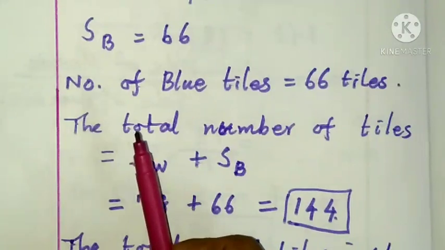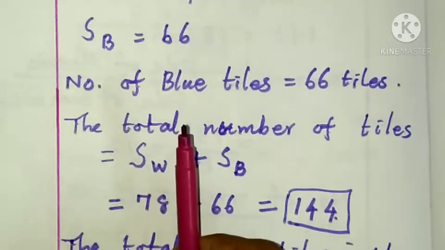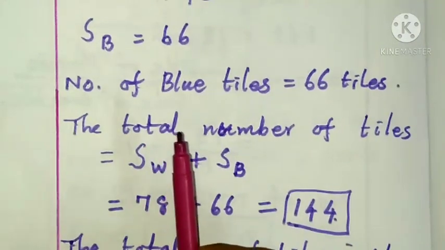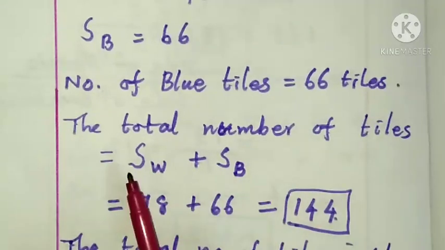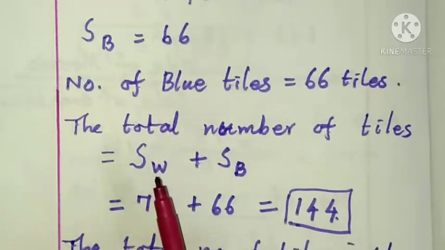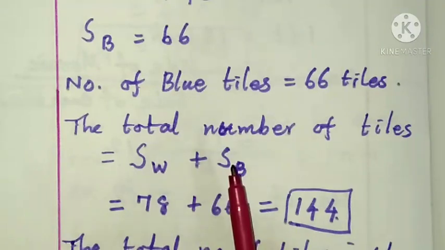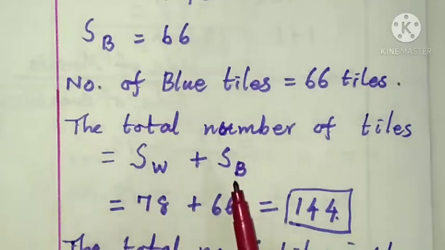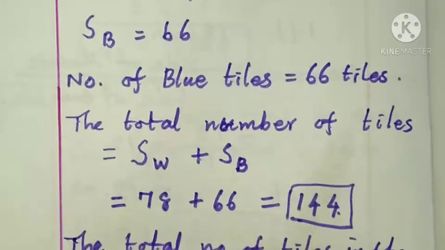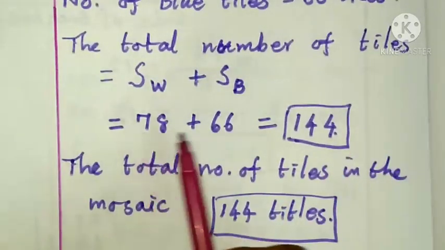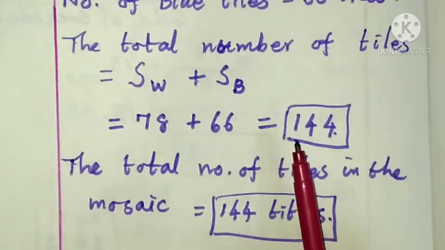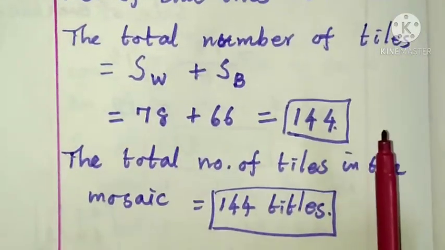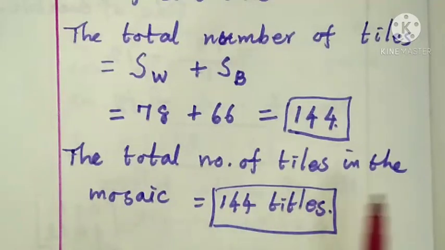In the question, they ask find the total number of tiles also. Therefore, the total number of tiles is equal to sum of white tiles plus sum of blue tiles, which is equal to 78 plus 66 is equal to 144. Hence, the total number of tiles in the mosaic is equal to 144 tiles. This is the answer for this question.